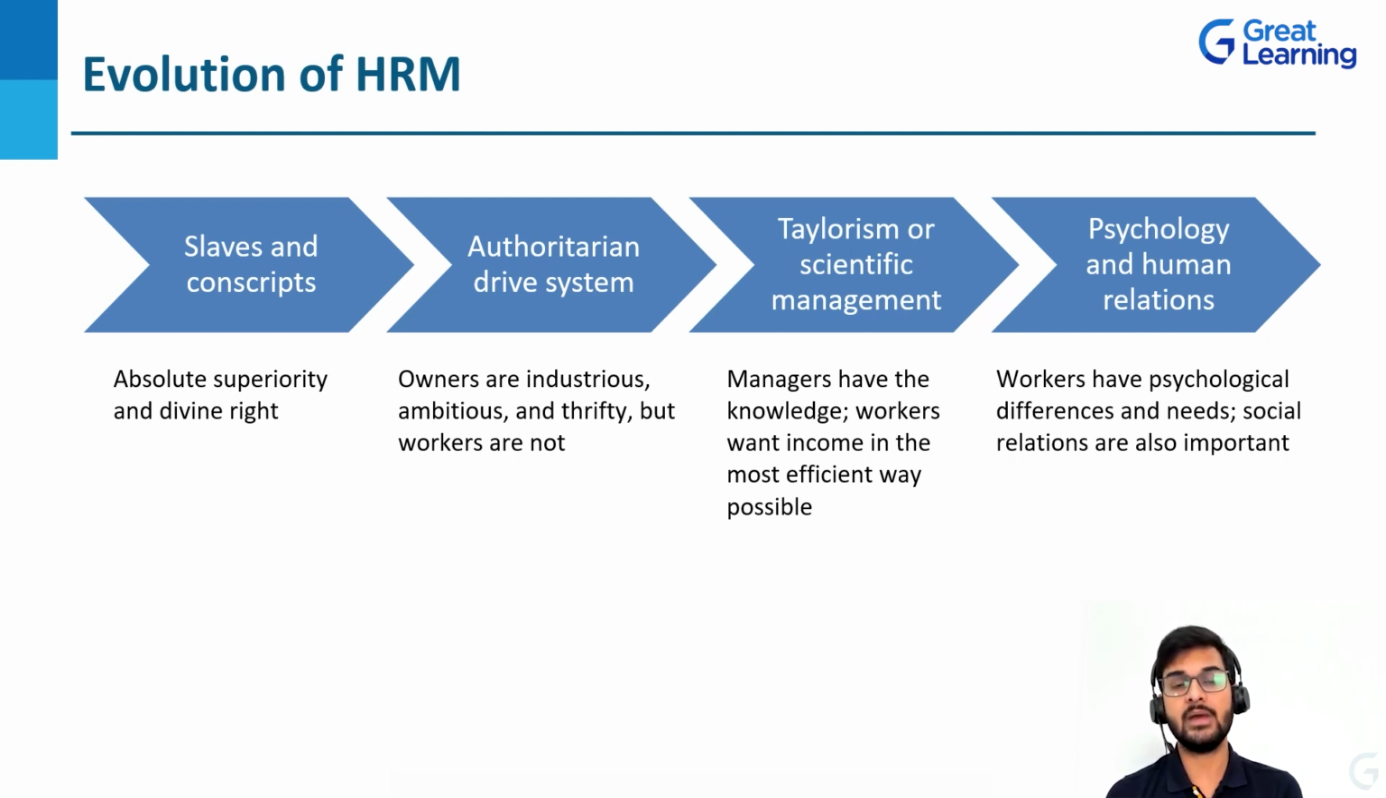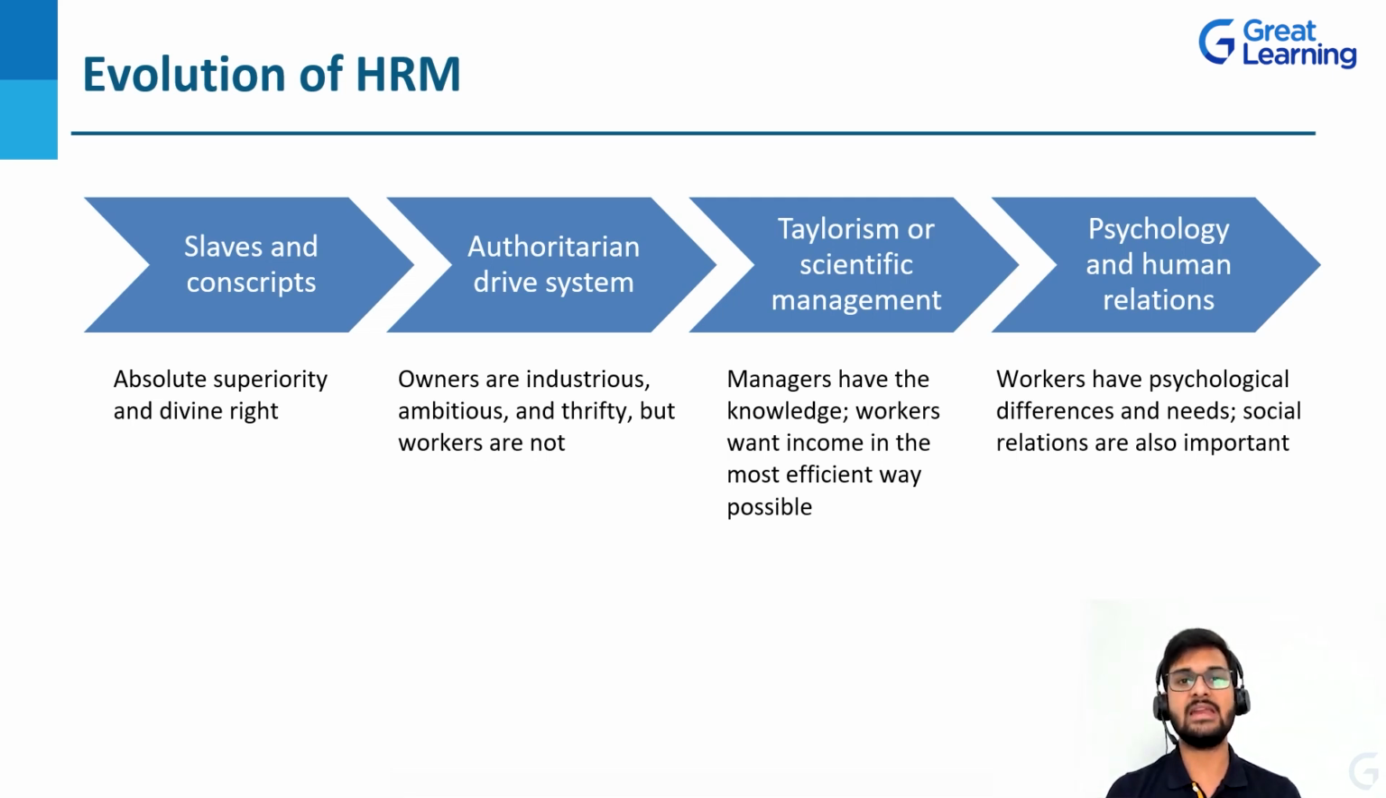So whenever we go to an organization and we work, there are different ways in which we interact with people, in which we behave. Sometimes these are the monetary benefits that we are attracted towards. Sometimes these are the non-monetary benefits. Sometimes it is the culture of the organization. So now this thing is realized and we say that workers have psychological differences and needs, and social relations are also important. And that's nothing but employee engagement, employee satisfaction, employee happiness.